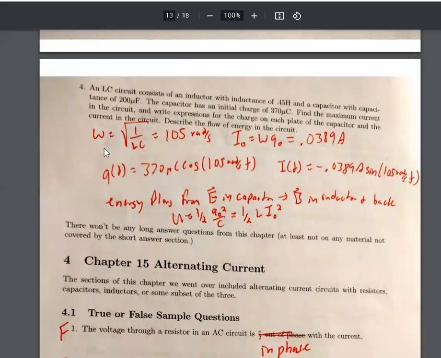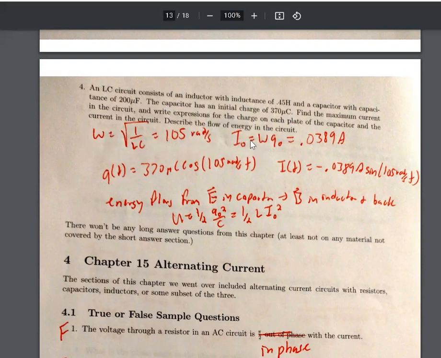All right, so first off, if you remember, we derived a whole bunch of equations for these LC circuits. And one of them said that the angular frequency of the circuit is given by the square root of 1 over the self-inductance times the capacitance. So these are things that are given in the problem. So if you plug this in, our angular frequency is 105 radians per second.